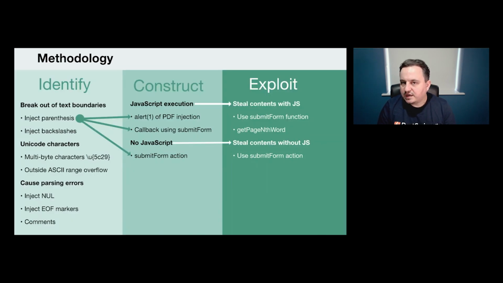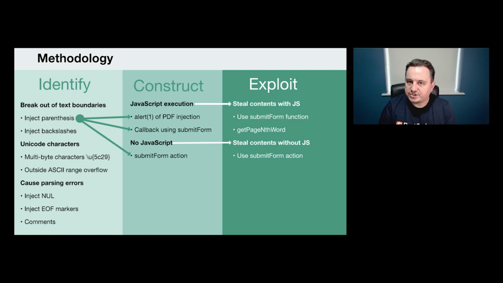I was testing around 8 different libraries, and I came up with the following methodology to test them: identify, construct, and exploit. First you identify: can you inject parentheses or backslashes? A library should escape parentheses and backslashes in URI dictionaries or text streams. If they don't escape any of those characters, then there could be PDF injection in the library.